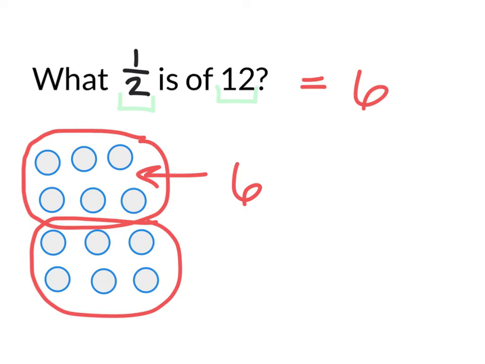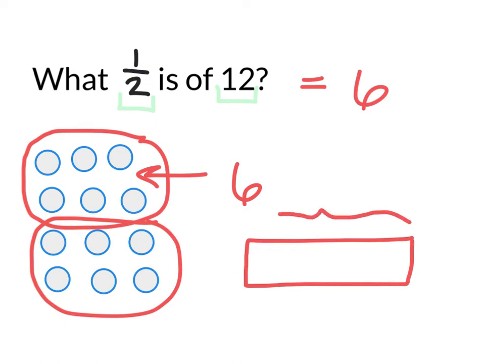Another way you could show this is with a bar model. The whole in this situation is my whole set. My whole set is 12. I need to figure out half of 12. So in this situation, half would be 6. So 1/2 of 12 would be 6. Let's do it a little more complicated.